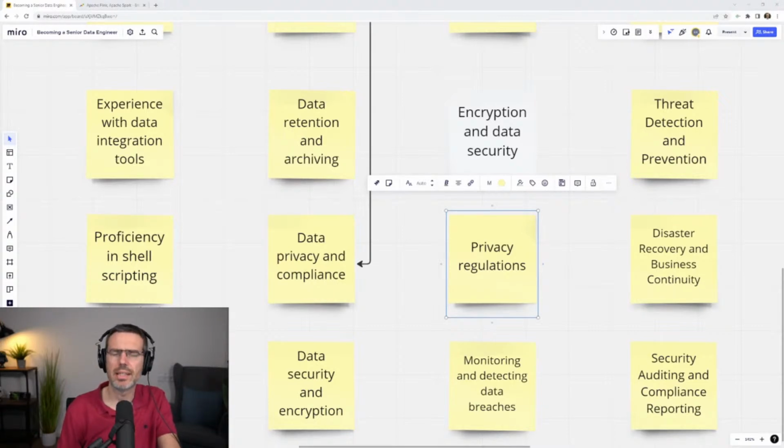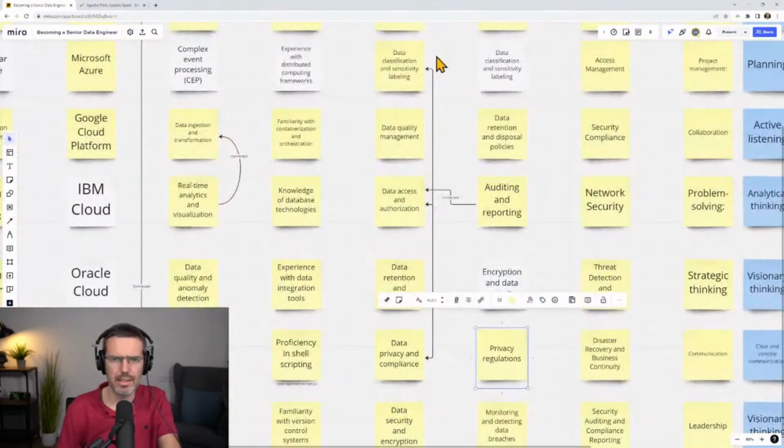Let me read this completely. A senior data engineer should be familiar with privacy regulations that affect data usage and storage, such as the GDPR, General Data Protection Regulation, and the CCPA, California Consumer Privacy Act. I mean, we already, let's mark this gray. We already talked about this before.